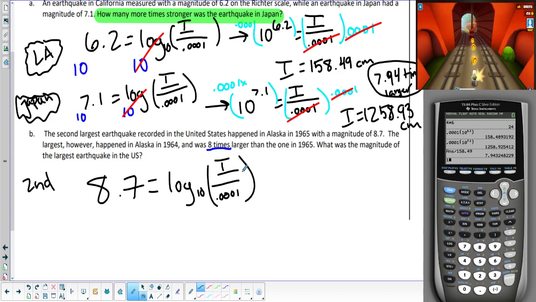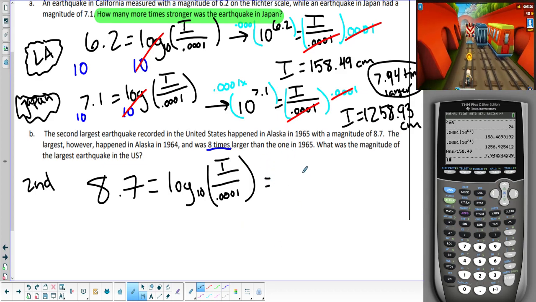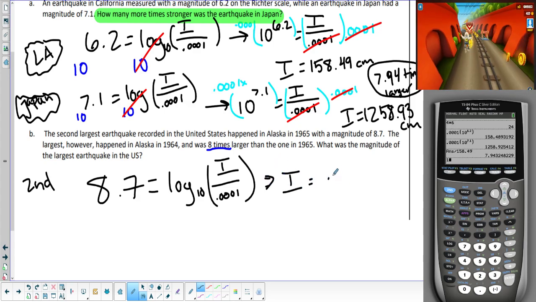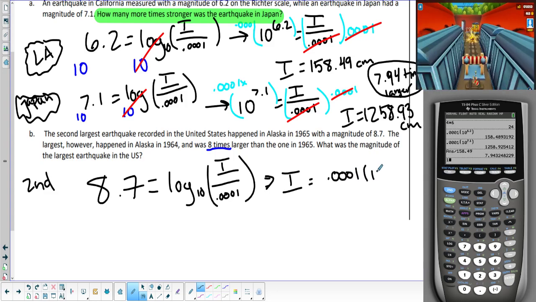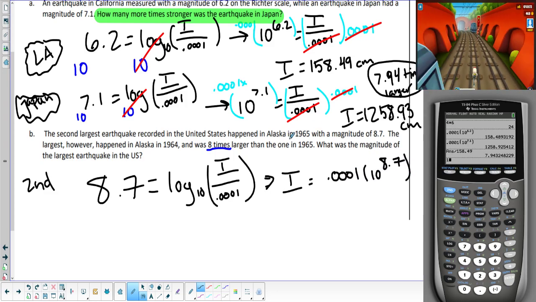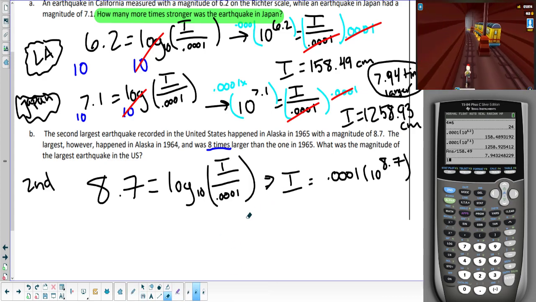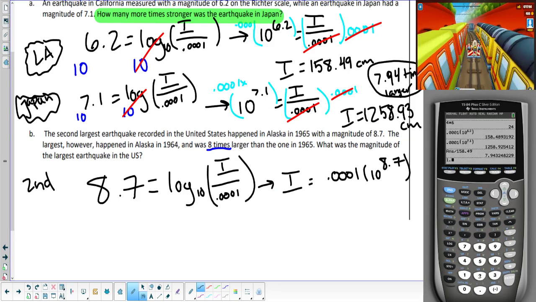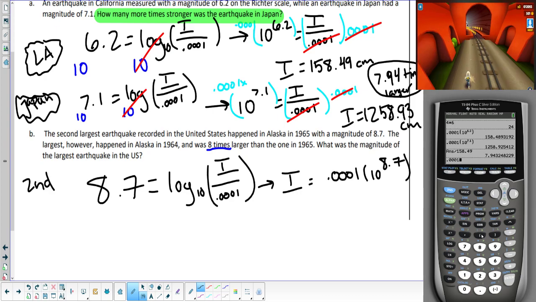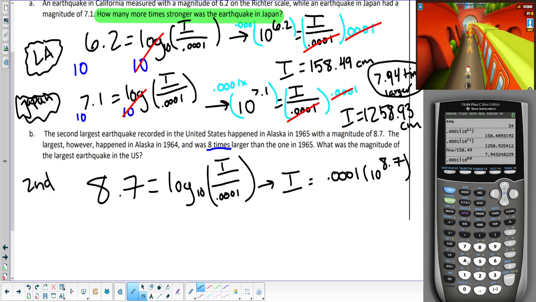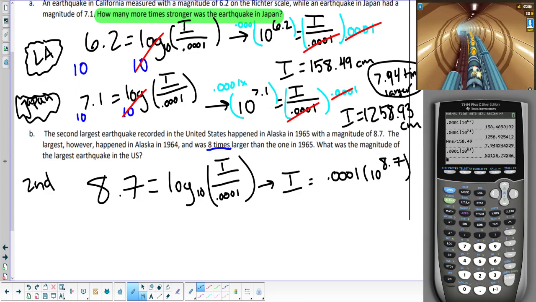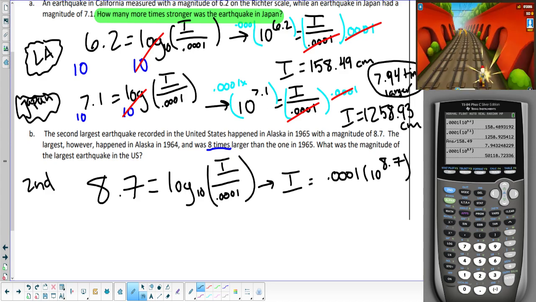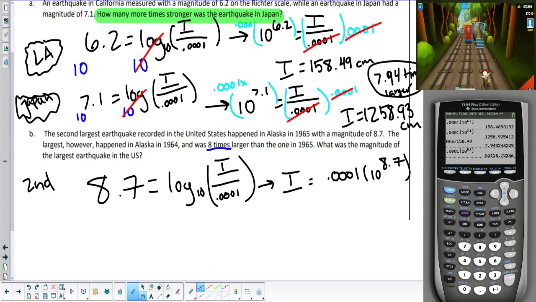Here we go. So first, let's solve for I in this case, and we're going to do the same thing. I'm kind of just going to shortcut this. I know that I is going to be equal to 0.0001 times 10 to the 8.7, right? Same process as what's happening in the one above. And so I can just type that into a calculator now. So we get 0.0001 times 10 to the 8.7 is an intensity of 5118.27 centimeters.